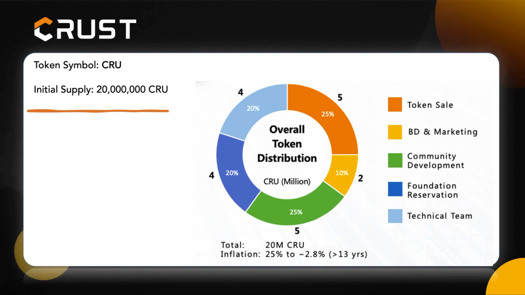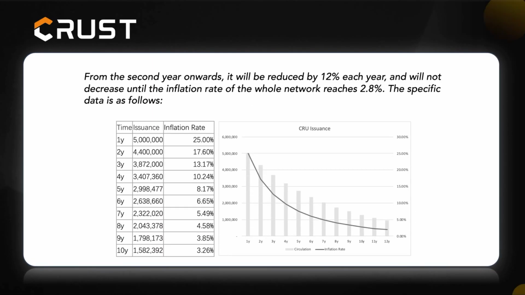The tokens generated by the block have rewards every cycle. The total distribution method is as the chart. From the second year onwards, it will be reduced by 12% each year and will not decrease until the inflation rate of the whole network reaches 2.8%.